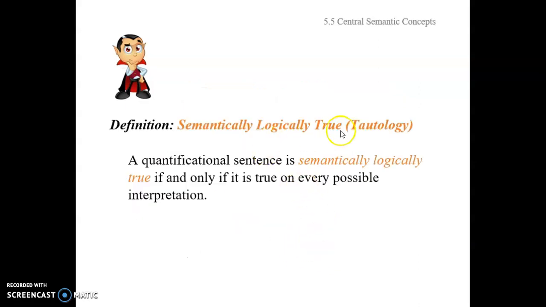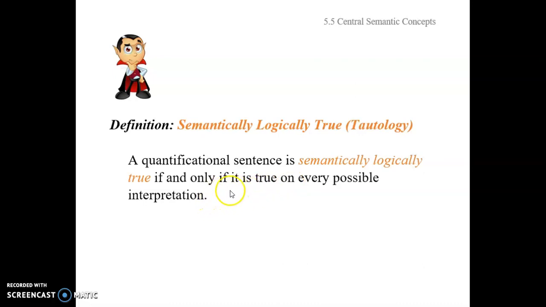So if you recall from chapter 2, the notion of a tautology was a proposition that can't help but be true. It must be true. It's true on every row of its truth table. Well, the parallel notion here is that a quantificational sentence, so not a proposition from chapter 2, but one of the sentences from chapter 4, something with quantifier apparatus involved in it, is semantically logically true, i.e. a tautology, a logical truth, if and only if it is true on every possible interpretation.